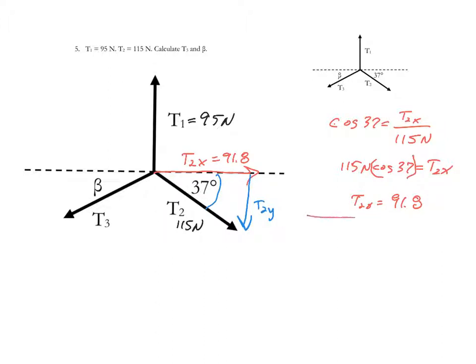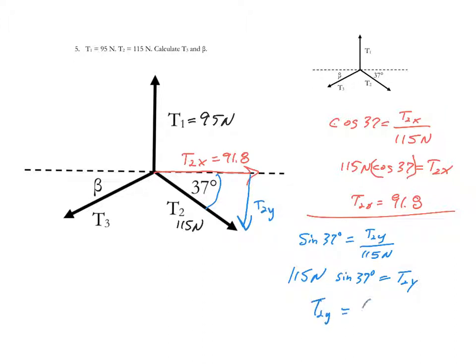At this point, I can get T2y. Any way you want. I'll do sine though. Sine of 37 equals opposite, which is T2y, divided by hypotenuse, and it's going to be 115 newtons times the sine of 37 equals T2y. We get T2y equaling 69.2 newtons.